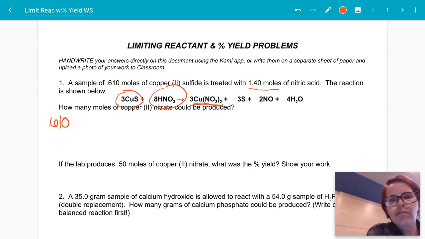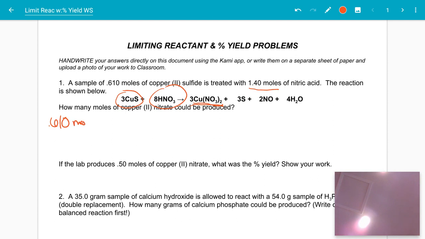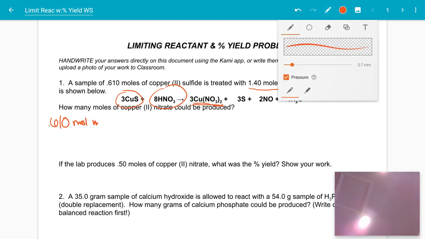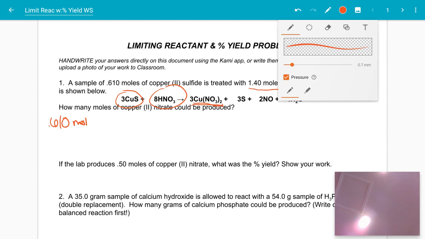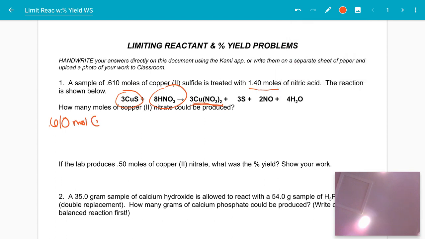0.610. I'm going to flatten this so my screen doesn't shake. Sorry. I'm going to look at my ceiling for a minute. So 0.610 moles of... I'm distracted. It's very hard to do this in front of while I'm talking and everything. So 0.610 moles of CuS. I'm still having troubles.